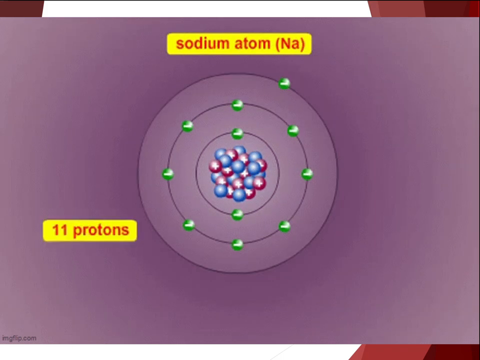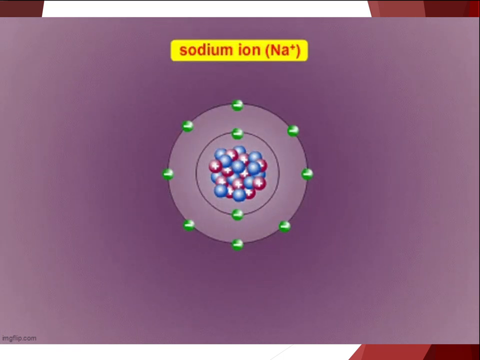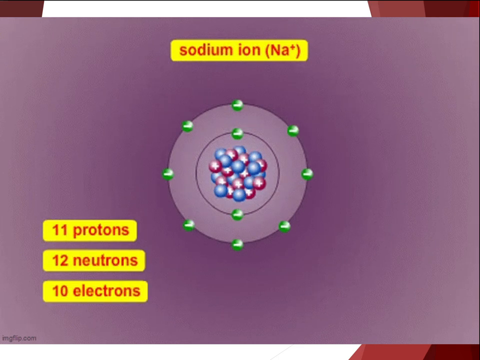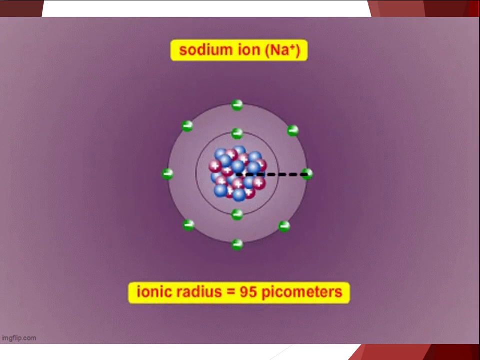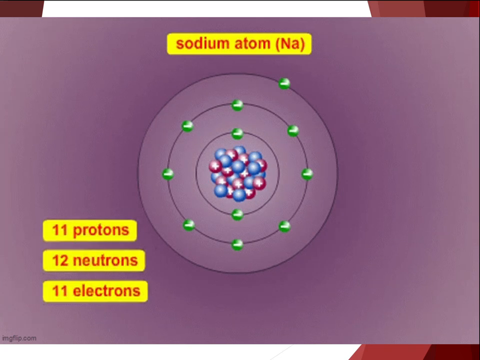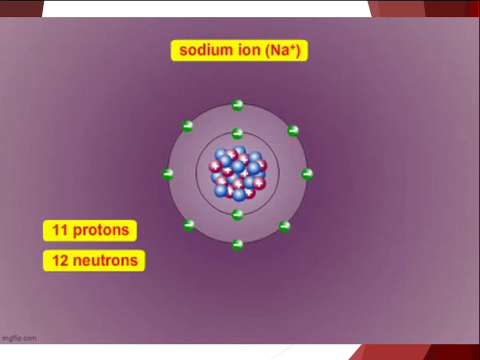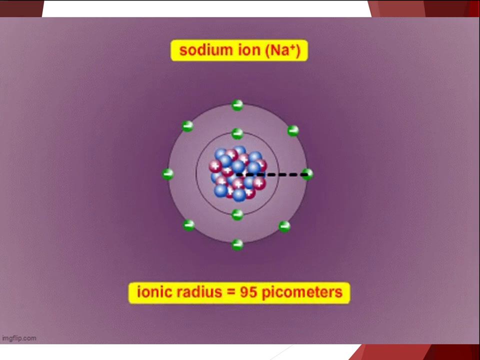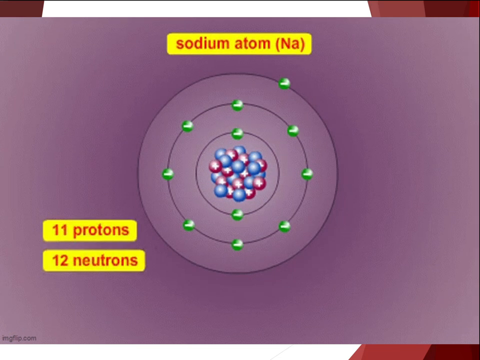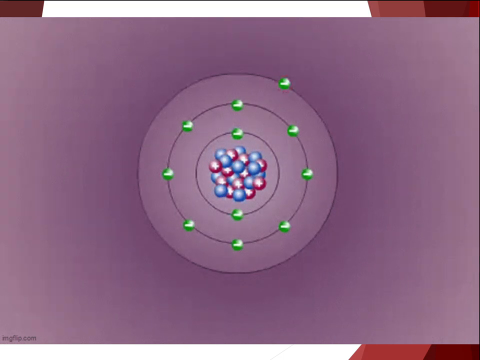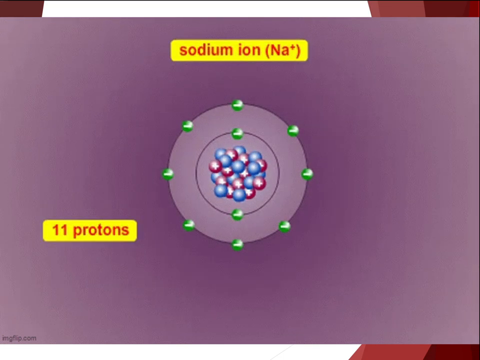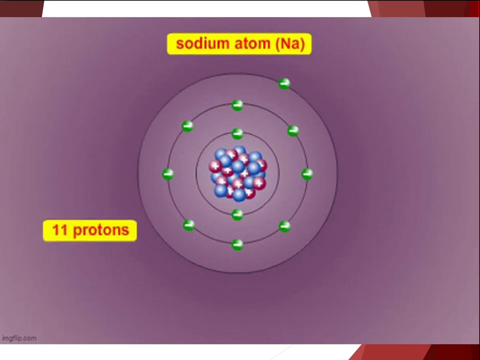Nonmetal atoms become ions by gaining electrons. The net charge is negative because now the electrons outnumber protons. These ions are larger than their neutral atoms because the pull of the nucleus on the electrons is weaker. Among metals and among nonmetals, ionic radii tend to decrease as you move left to right across a period. The nonmetal ions, however, tend to be larger than the metal ions.